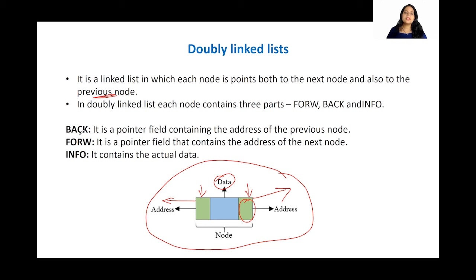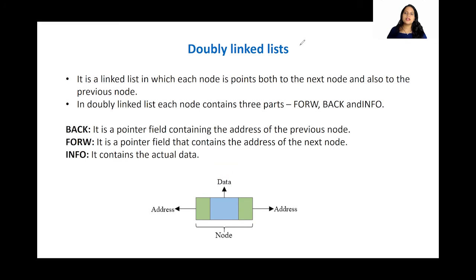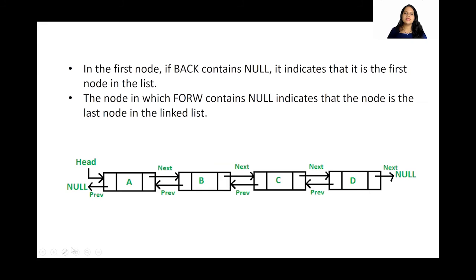Now, what is this? Back is a pointer field containing the address of the previous node. So which one is back here? This is nothing but our back. Forward is a pointer field that contains the address of the next node. So this is the forward node, because it is going to show us the next node. Info contains the actual data, so my info is going to come over here. I hope this is clear. This is our doubly linked list.